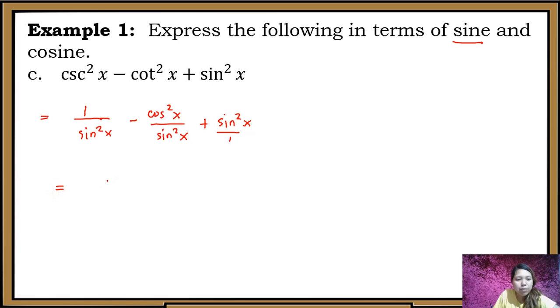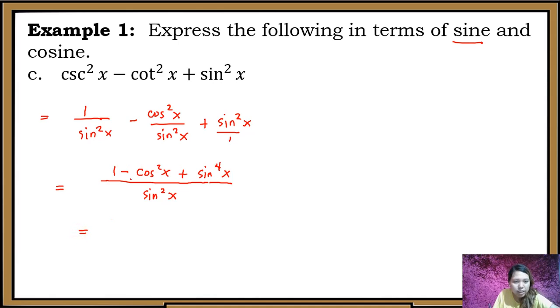We can find the LCD between the three fractions, which is sine squared x. Sine squared x divided by sine squared x is 1 times 1, that's 1. Sine squared x divided by sine squared x is 1 minus cos squared x, plus, times 1, so sine 4x. Sine squared x divided by 1 is sine squared x times sine squared x, so sine 4x.